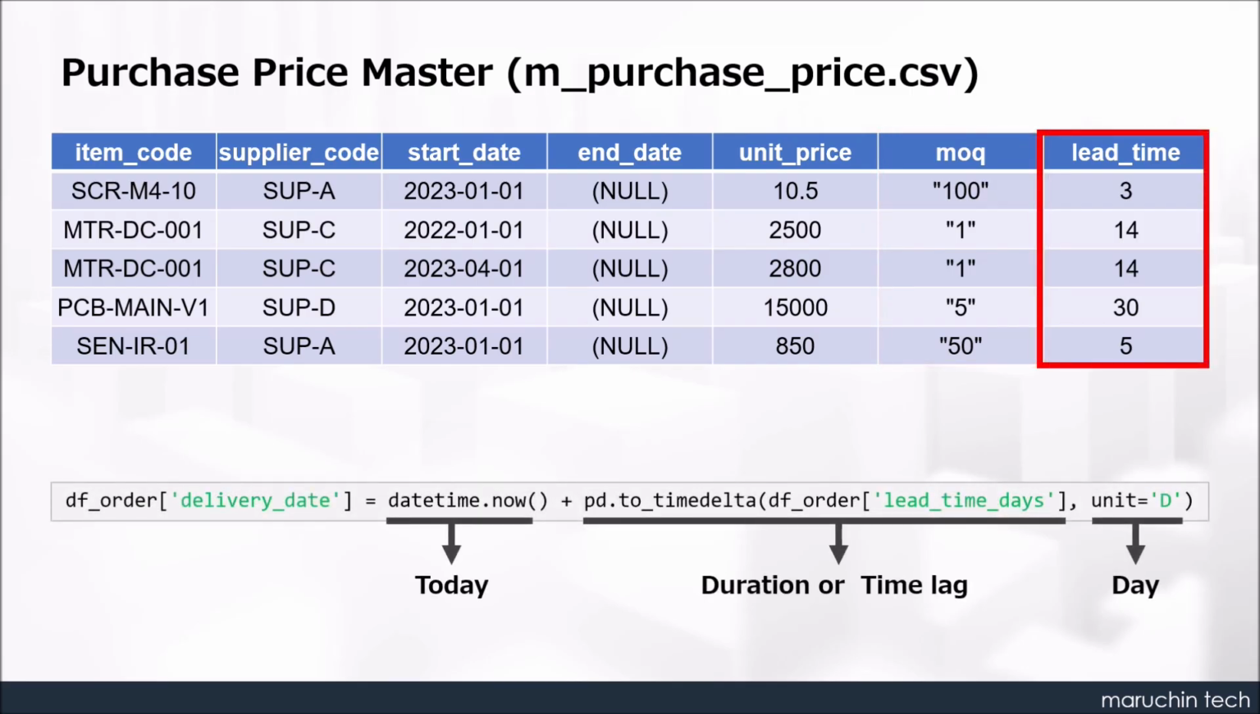Also, we will use the datetime module to calculate the lead times. Datetime is a standard Python module for processing dates and times. In our sample data, the lead time from the supplier to the factory varies for each item. It takes several days from placing the order to actual delivery.